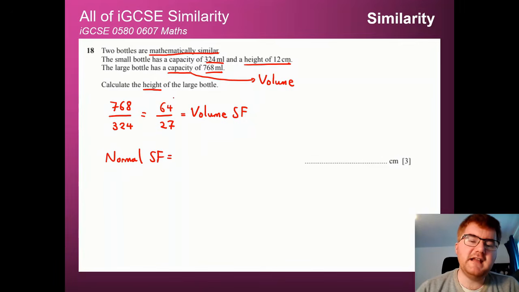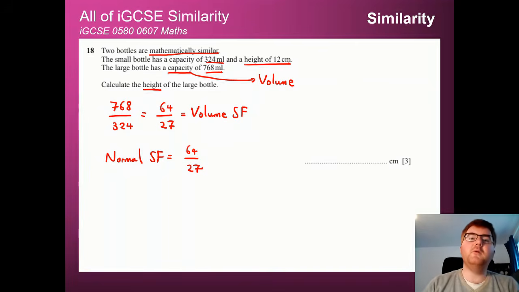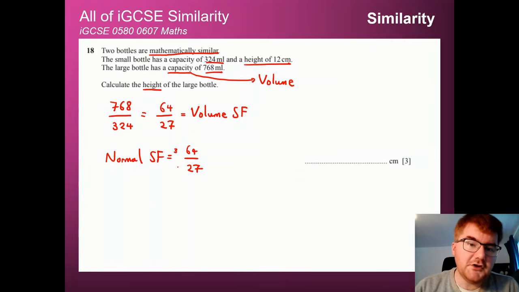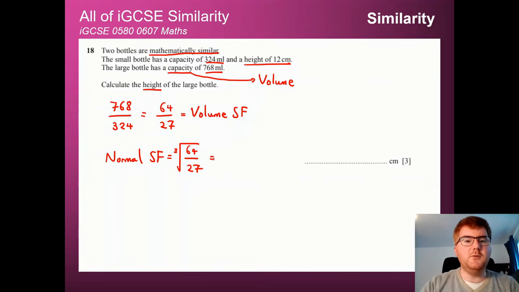And so if we take our 64 over 27, remember when we went from normal scale factor to volume scale factor, we cubed it. So going from volume scale factor to normal scale factor, we need to find the cube root of this, which is slightly different to what we looked at before. So in the calculator, we need to work out the cube root of 64/27. Let's go to my calculator and you see how I type it in.